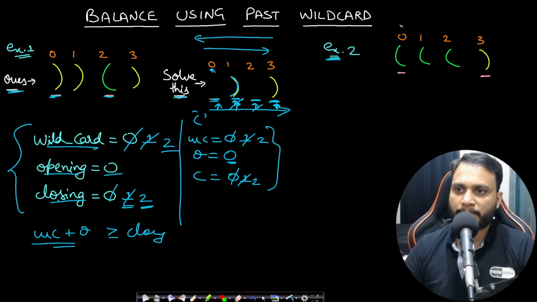If I take another example and do the first parse, the wildcard count starts from 0, the opening count starts from 0, and the closing count starts from 0.